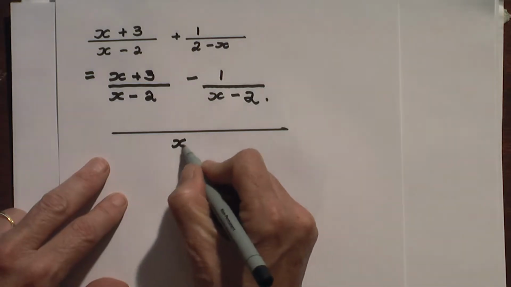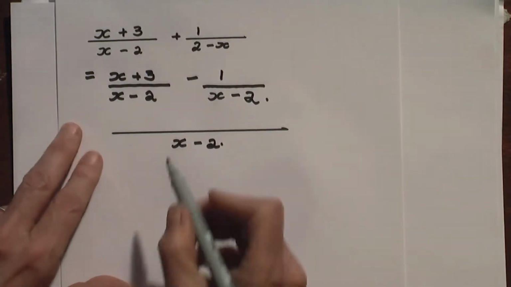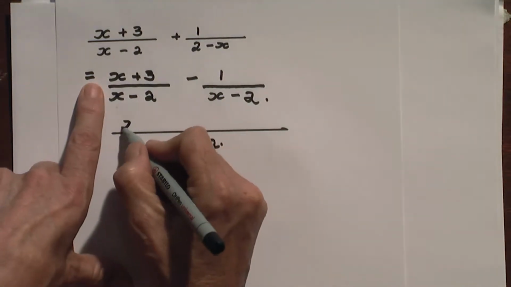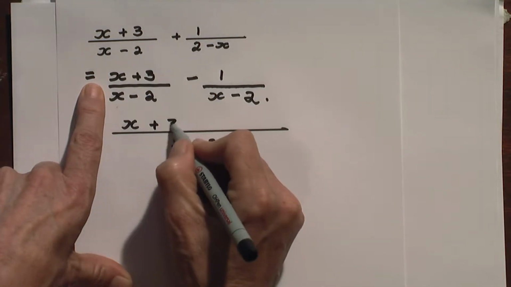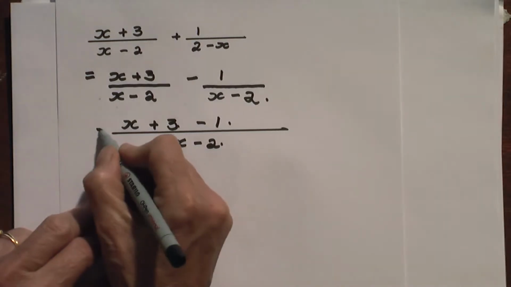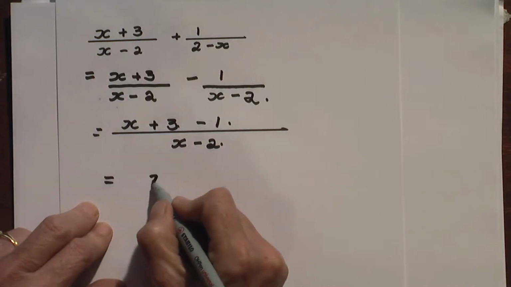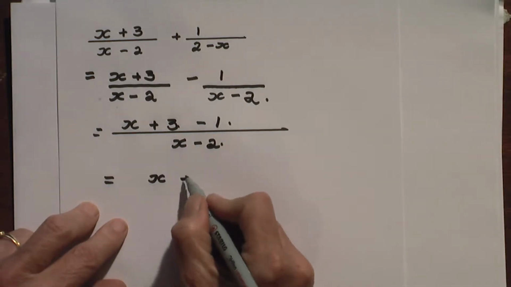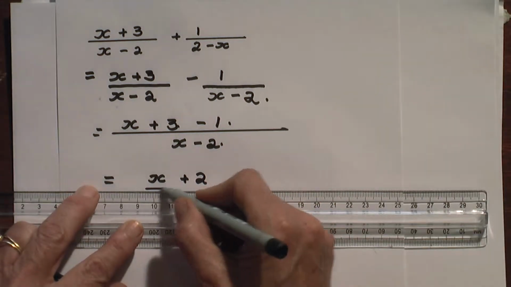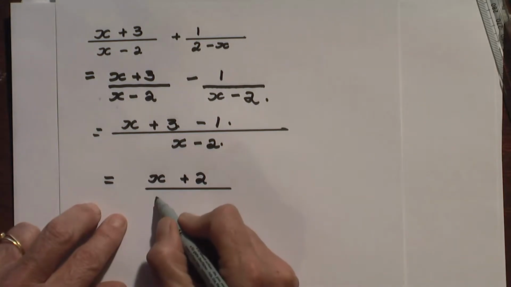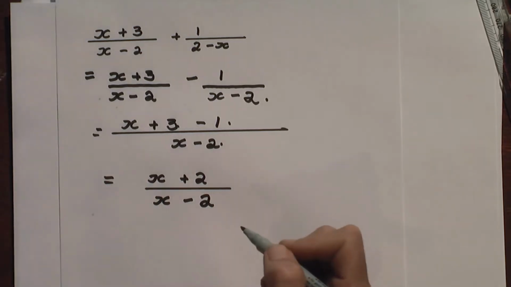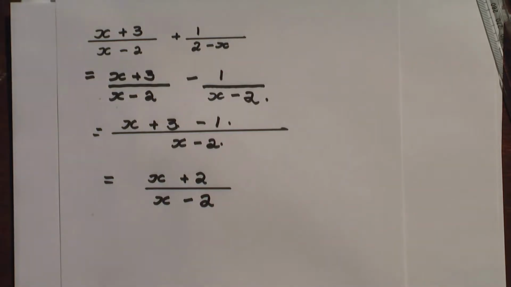x minus 2 goes into x minus 2 once, and I get x plus 3. Minus 1, which gives me x plus 3 minus 1 is plus 2 over x minus 2. And remember, there is nothing you can do with that, because this is x plus 2 and that is x minus 2. There's nothing you can possibly cancel.